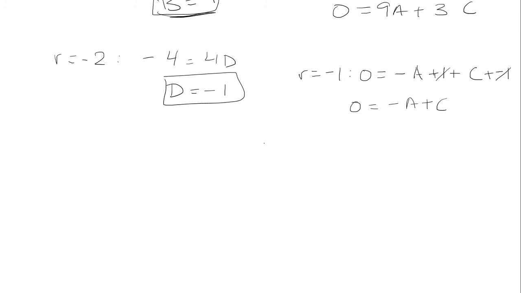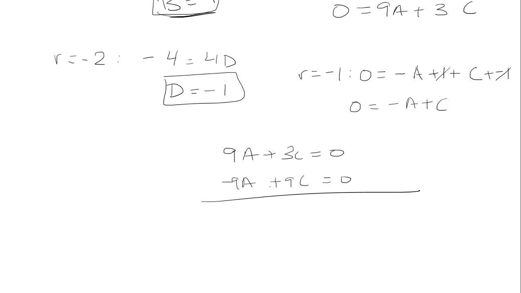So I have now a system of two equations and two unknowns. 9A plus 3C is 0. -A plus C is also 0. Multiple ways to solve this. Let's multiply the bottom by 9. So in other words, we'll put in a 9 here. And we get that 12C is 0. And then C is 0. So if C is 0, plug in C equals 0 here, and we get A is also 0. Okay, so now we have everything we need.